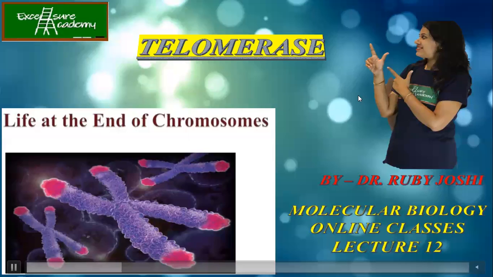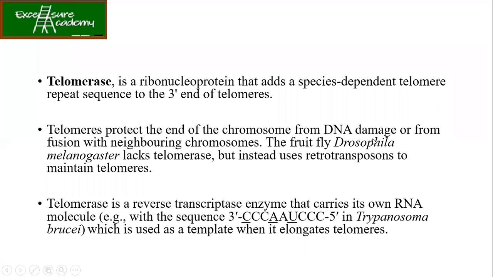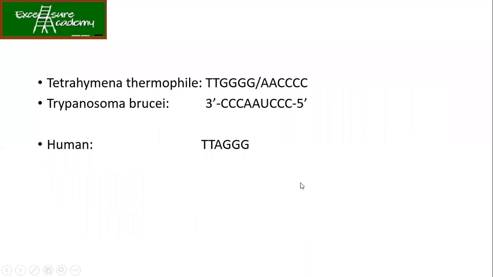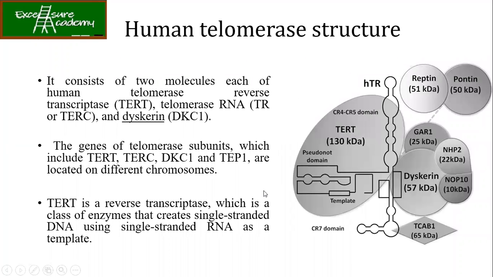So this is our last topic and we were just discussing the telomerase. We just discussed what the telomerase is. It's a ribonucleoprotein. It's a species dependent telomere repeat sequence. It is depending on that. And then we have also seen the differences in the sequences, very slight differences there, but overall the sequence is conserved. Okay, so we were talking about the human telomerase structure, right?